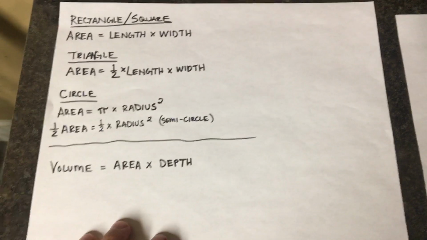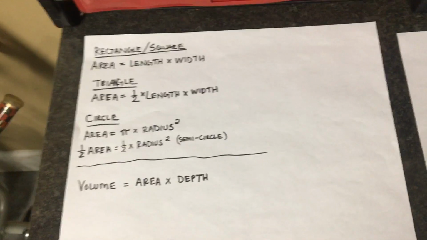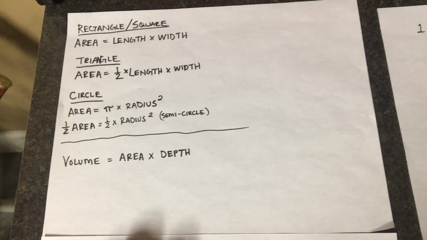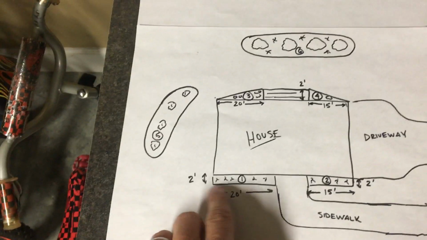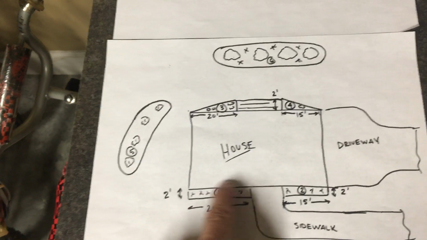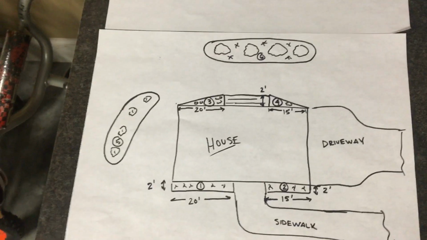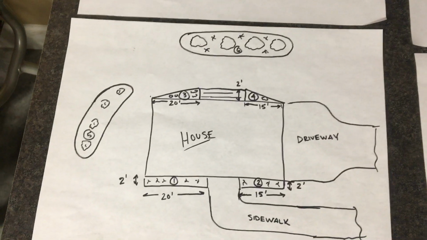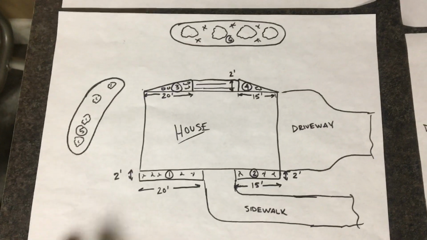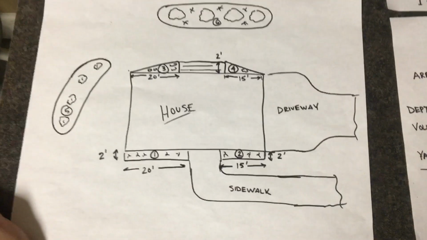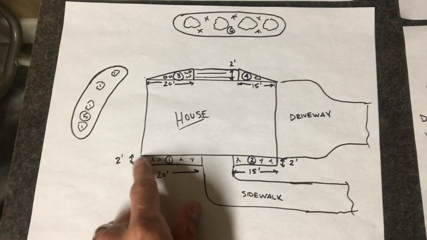So, a couple things are pretty important. The first one is measuring the area of, say, a flower bed. We'll stick with a nice square flower bed. Measure the area first, and then the depth. Do you want 6 inches of mulch, 3 inches of mulch, 2 inches of gravel, 4 inches of dirt? So you need to know the area and the depth.